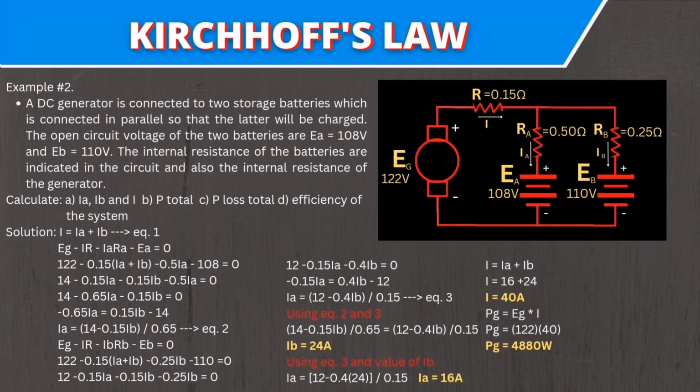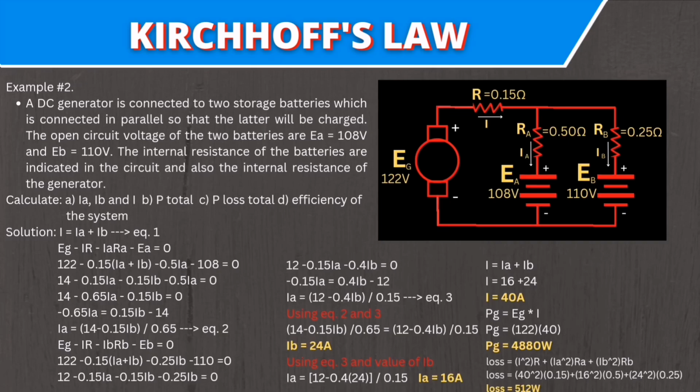For the total power loss, loss is equal to I squared times R plus I sub a squared times R sub a plus I sub b squared times R sub b. Substituting the values, we have 40 squared times 0.15 plus 16 squared times 0.5 plus 24 squared times 0.25, which will result in 512 watts.